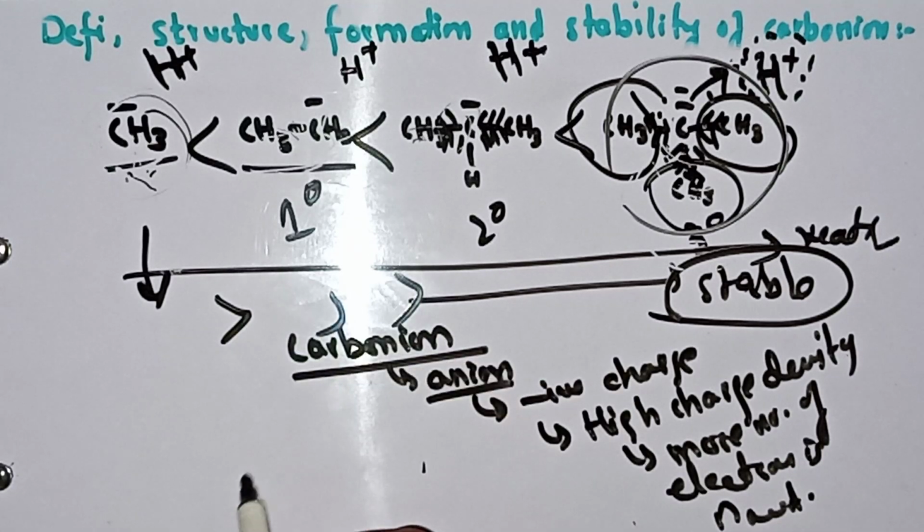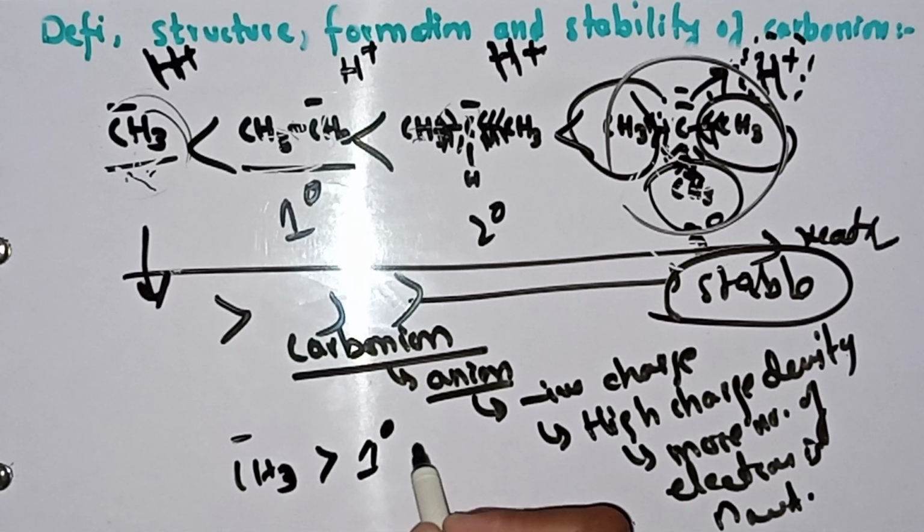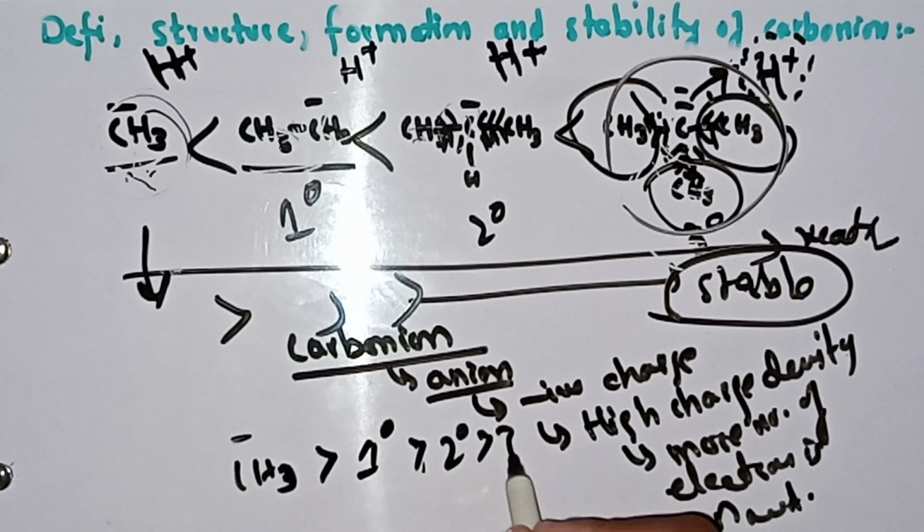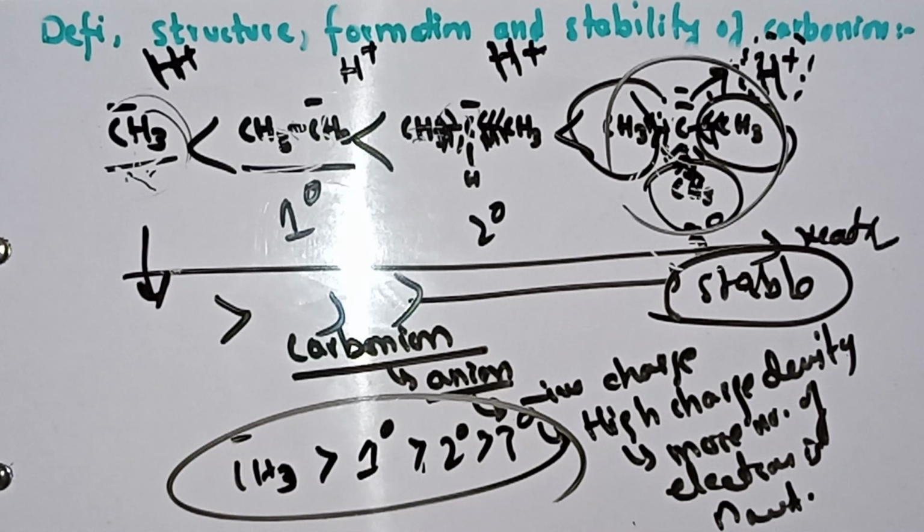So the stability order will be: CH3 negative will be more stable than primary, primary will be more stable than secondary, secondary will be more stable than tertiary. The stability order will be like that. I hope you will be clear.